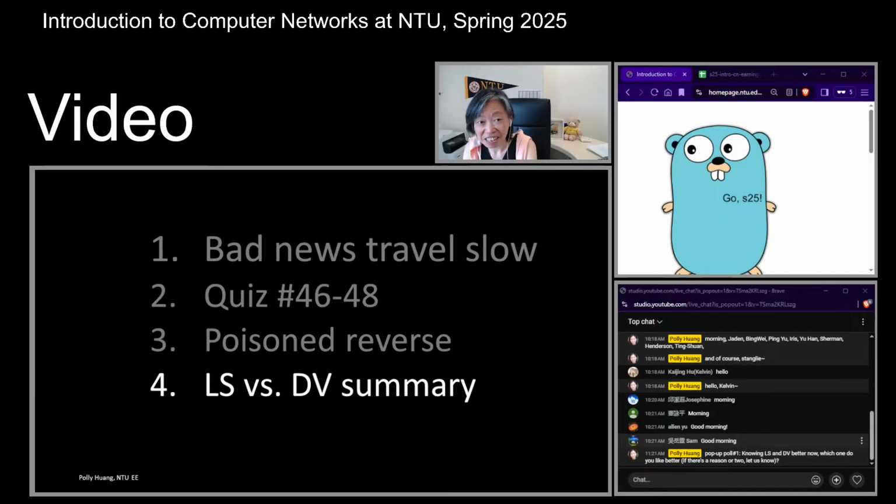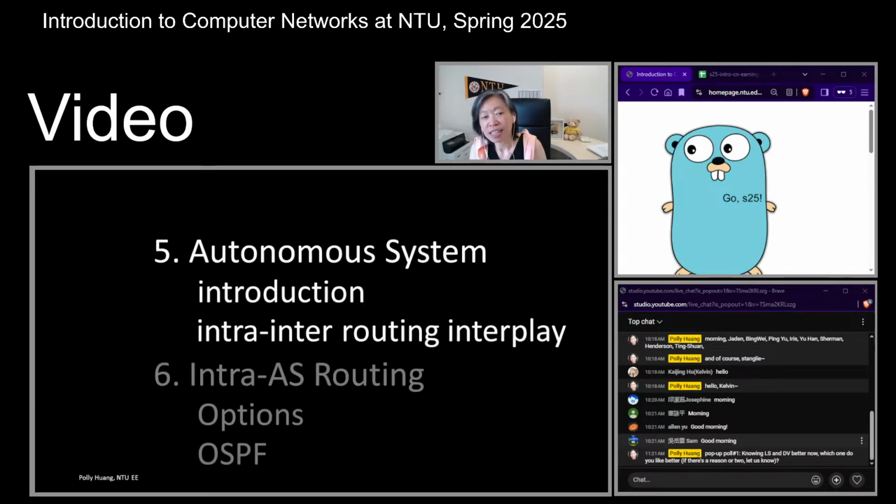Okay, guys, take your time. But you know what? Maybe we should probably move on. And the next topic, in fact the rest of the topics, will be about the internet protocols.